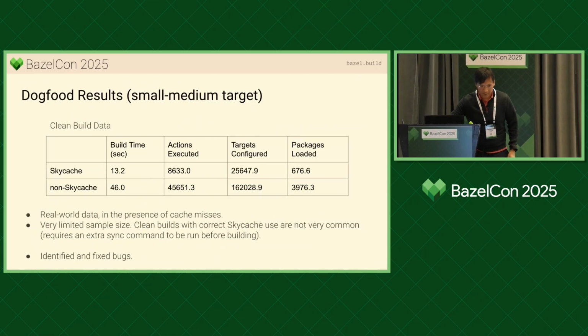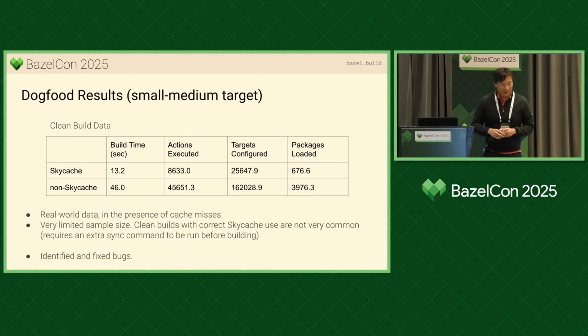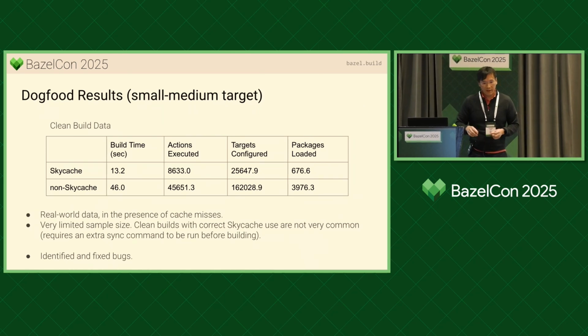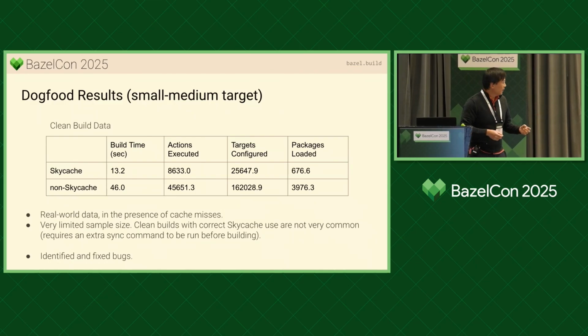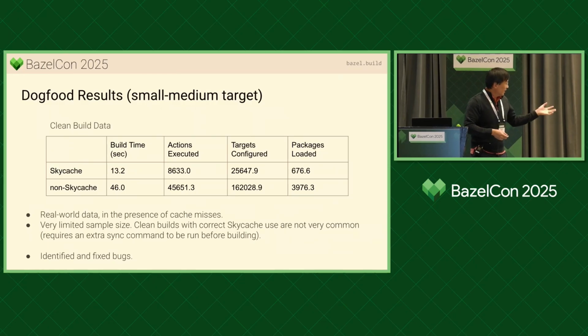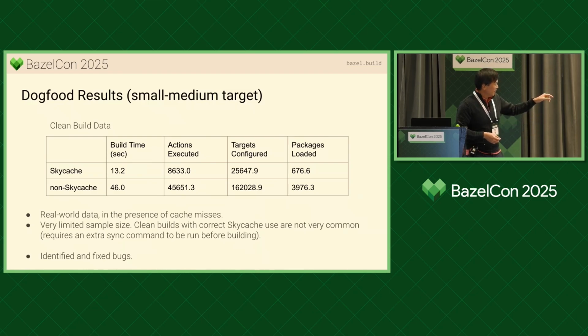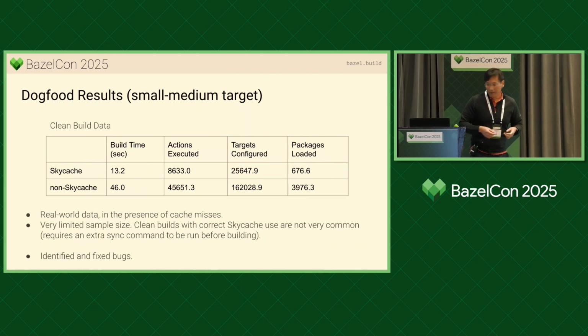Okay. So enough with the nitty-gritty details of how it works. Here's some results from a dogfood. So this is real-world data. It's a rather limited sample size, but basically it's a small to medium target that we had asked users to try Skycache with. And so the build times went from 46 seconds down to 13 seconds. And you can see the reduction in the actions executed, targets configured, and packages loaded. These are for the same target, and that's the effect of top-down pruning.